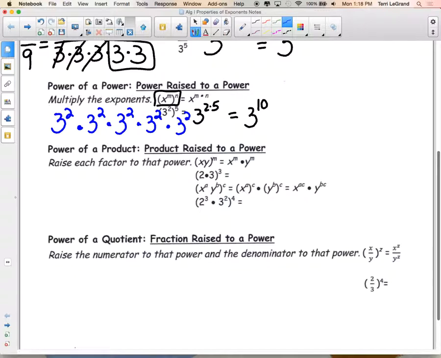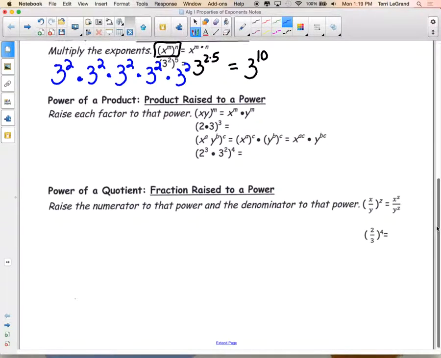Is 2 plus 2 plus 2 plus 2 plus 2 10? Yes. Okay. You got it? Yes.